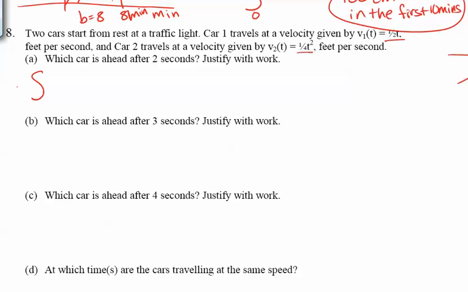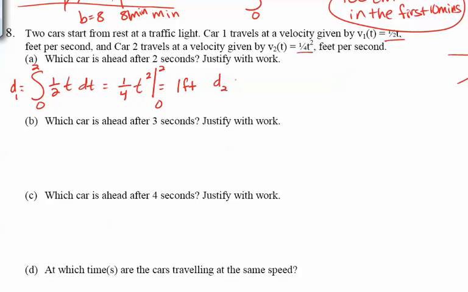So for the distance that the first car has traveled, we would do 0 seconds to 2 seconds of its velocity, 1/2 t dt, and we do the antiderivative, raise the exponent to 2 and divide by 2. Dividing by 2 is the same as multiplying by 1/2. So we need to evaluate 1/4 t squared from 0 to 2. We put the 2 in there, we get 1/4 of 4. So the first car is at a position of 1 foot after 2 seconds.